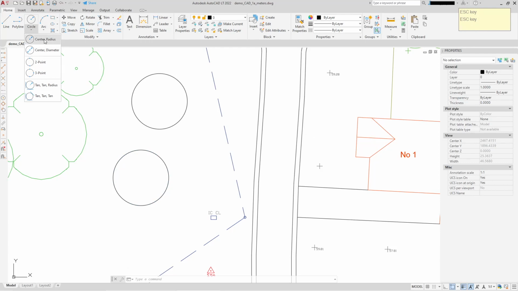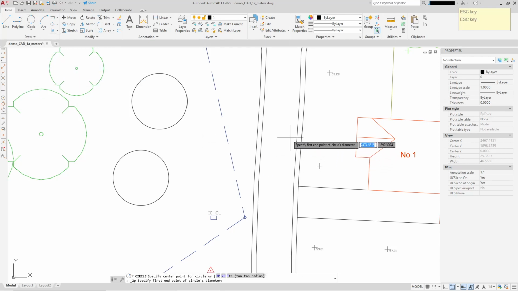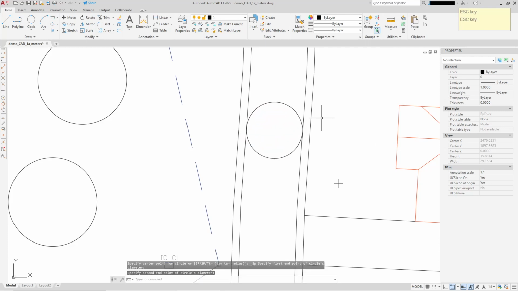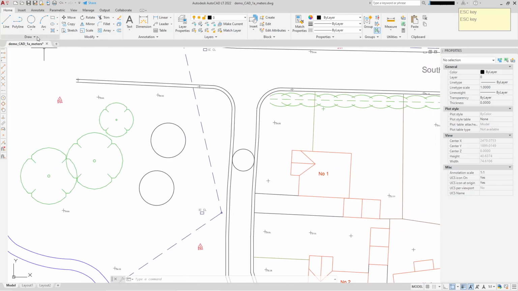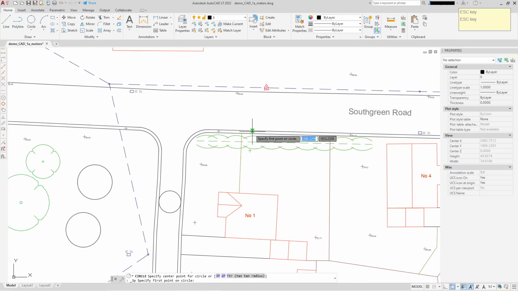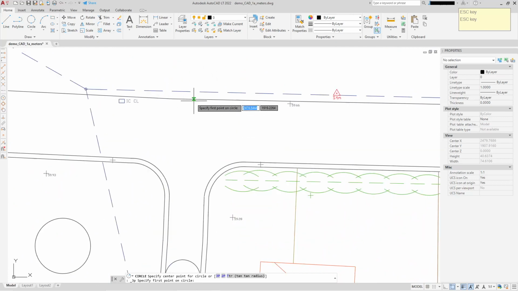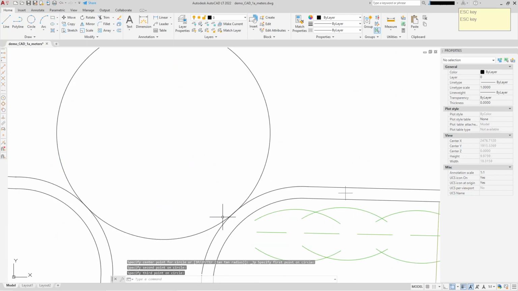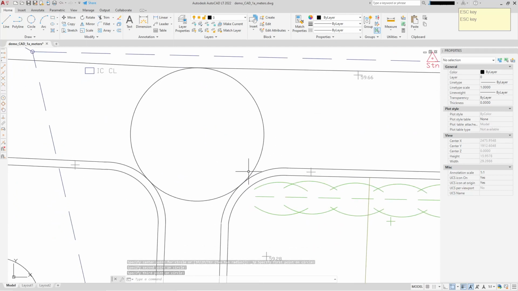You'll probably really only use the center radius, but occasionally the 2 point is handy, where you just pick 2 points and it draws the circle center midpoint between your 2 pick points and sets a diameter to the distance that you travelled. The next one is the 3 point. Sometimes these don't work out as much as you'd like, but you'd basically pick 3 points and it draws it to fit.